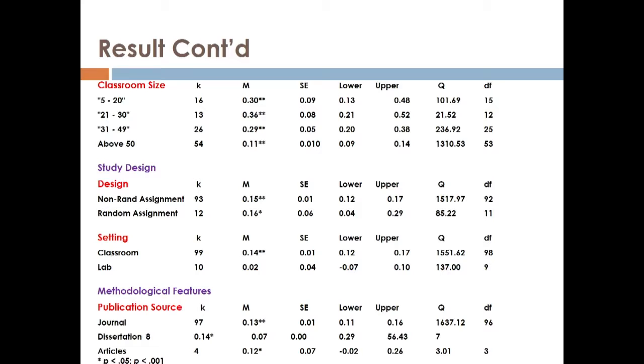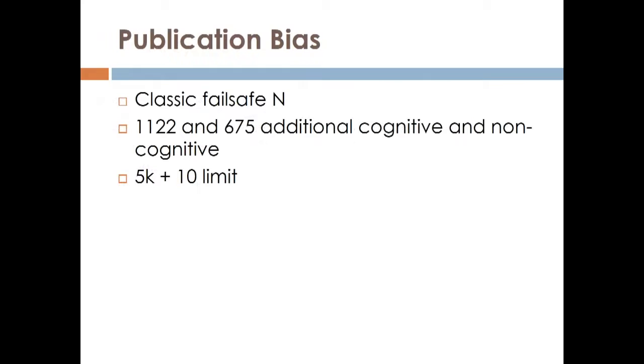And above 50, which is really what many of us have to deal with in large undergraduate biology, 106, 107 on this campus, or chemistry or physics, the effect is still there. Even though it's lower at 0.11, it's still statistically significant across 54 studies. So I won't bog you down with study design or methodological features, but as you can see, regardless of whether it's random assignment or not, or journal or dissertation, the effect of clickers was still significant. And I think publication bias is the last one.